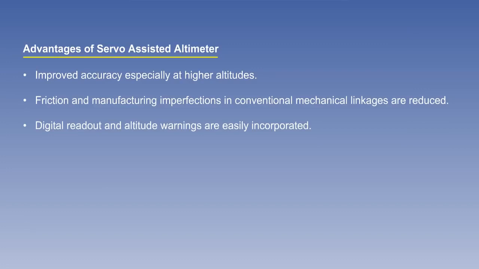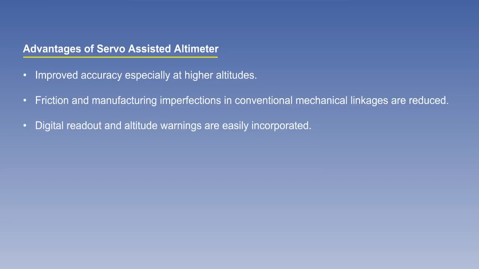To recap then, we can say that the advantages of the servo-assisted altimeter are that it gives improved accuracy, particularly at higher altitudes. Additional advantages are that friction and manufacturing imperfections in the mechanical gearing of a conventional altimeter are reduced, and altitude sensing in electrical form is available as a central source of information for digital readouts and systems, such as autopilot, flight data recorder, and altitude warnings.